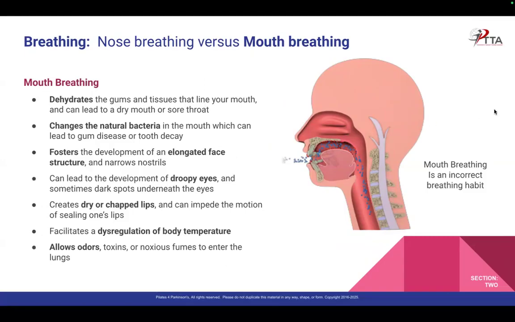Mouth breathing dehydrates the gums and the tissues in the mouth. It can change the bacteria in the mouth. It fosters an elongated face structure, especially in children as their facial structure is developing. So if you know any little children, without Parkinson's, it doesn't have to be that they have Parkinson's, if they have difficulty breathing and they become mouth breathers, their facial structure will start to change. Droopy eyes, perhaps. It creates dry and chapped lips, and it facilitates dysregulation of body temperature.